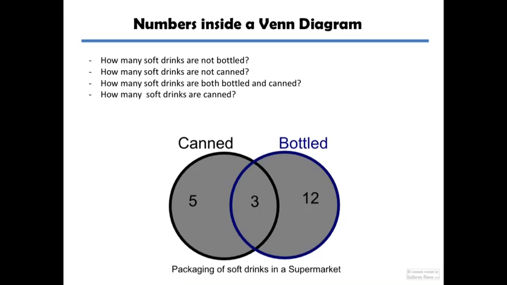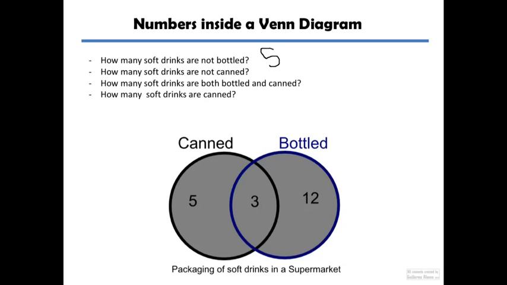So when you go inside a small supermarket, you find that there are some drinks that are canned, some drinks that are bottled, some drinks that are both bottled and canned. Now, here's a Venn diagram that represents the situation. And I ask you the question, how many soft drinks are not bottled? Well, all drinks that are bottled are here, so any number that's outside of this circle are going to be drinks that are not bottled. We only have one number outside of this circle, so the answer to this question is going to be 5.